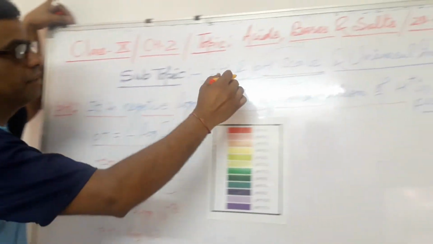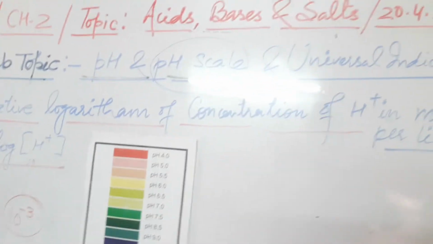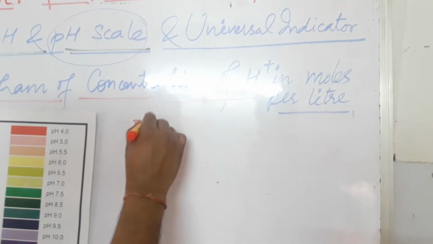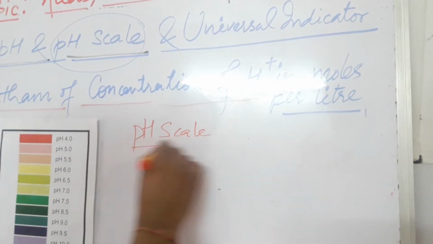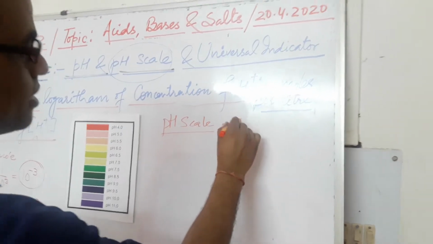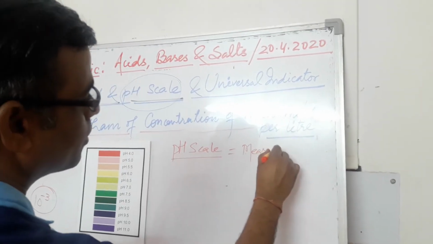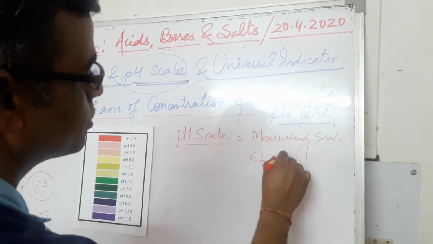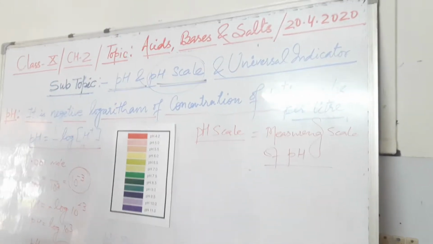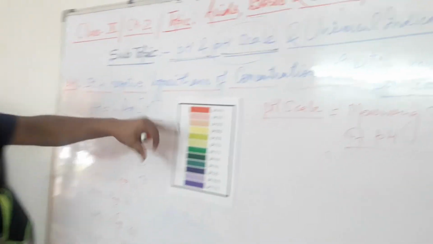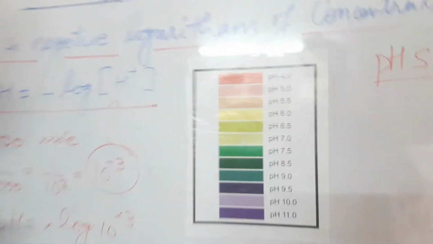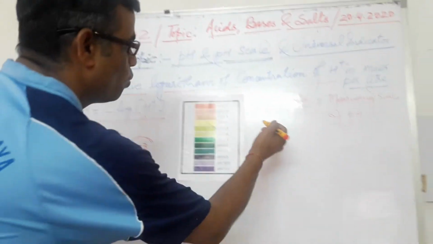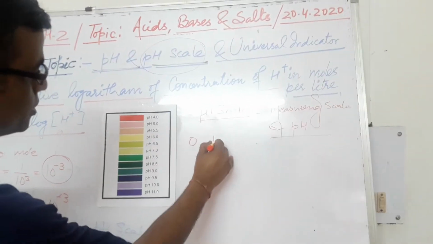Now the second term here is pH scale. What is pH scale? Dear children, it is a measuring scale of pH. Here you can see this is the pH scale. There are digits from 0 to 14 over there.